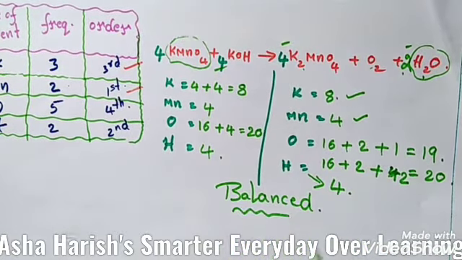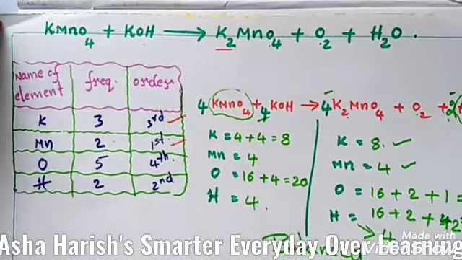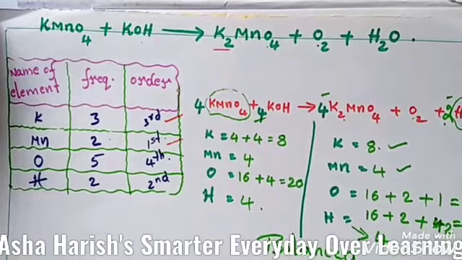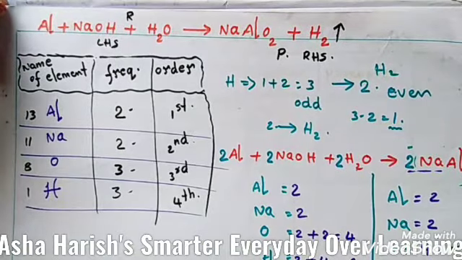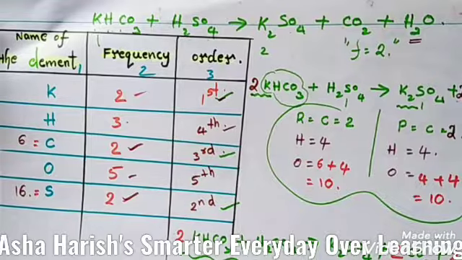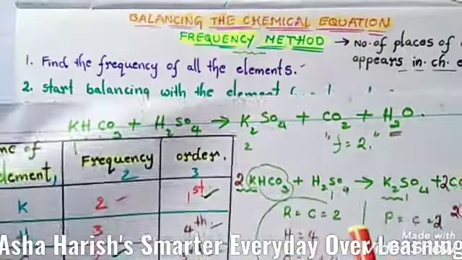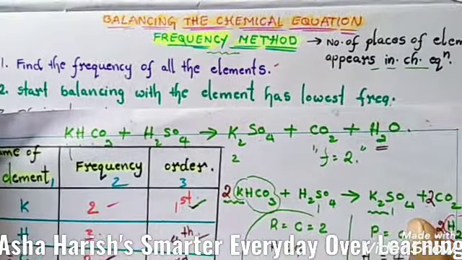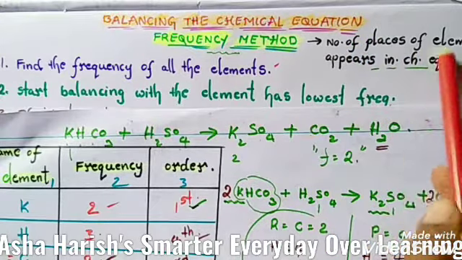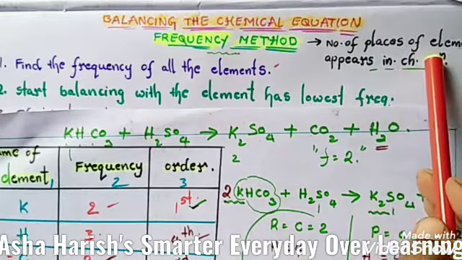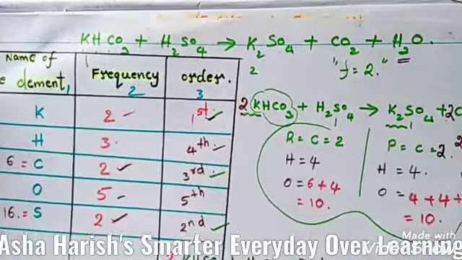Okay students, I hope you understand. This is about balancing the chemical equation by using the frequency method. These are the examples we have discussed in this session, how to balance the chemical equation by using this frequency method. And what is meant by frequency I have also told you: the number of places an element appears in the entire chemical equation, the number of places you need to count. Here is the example.